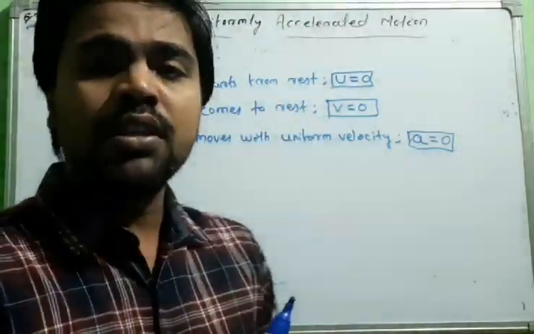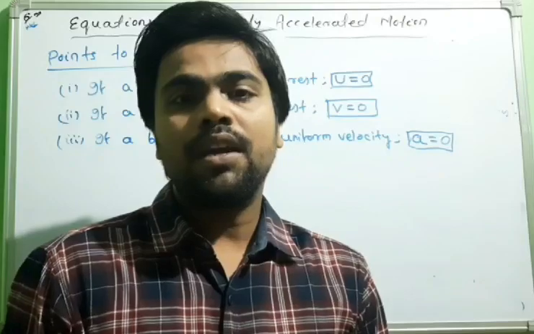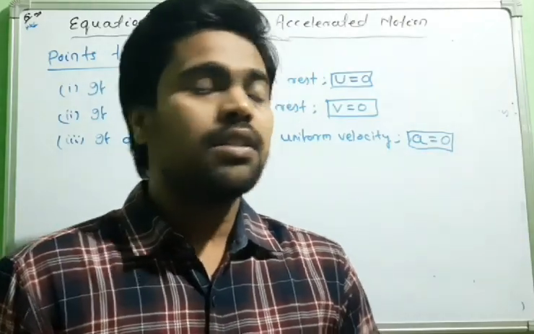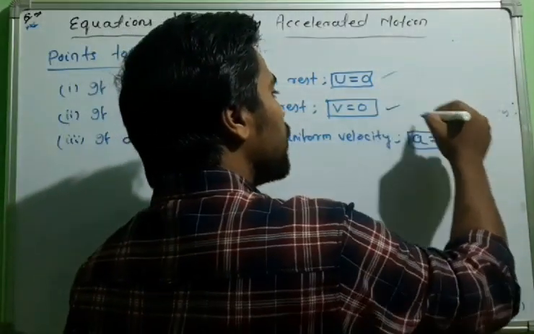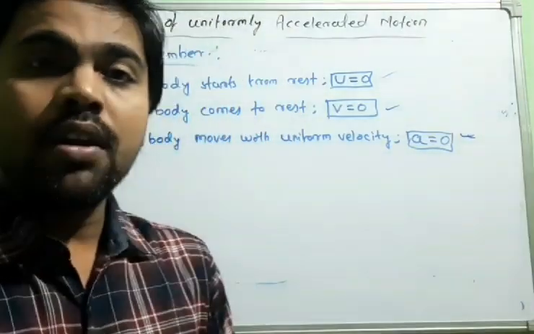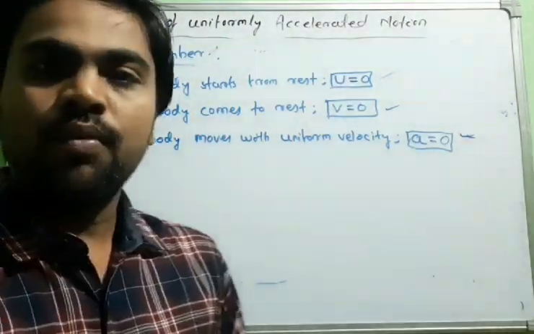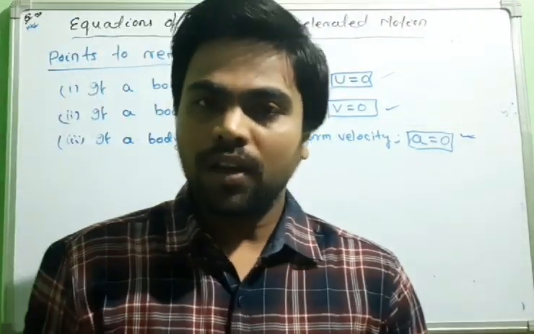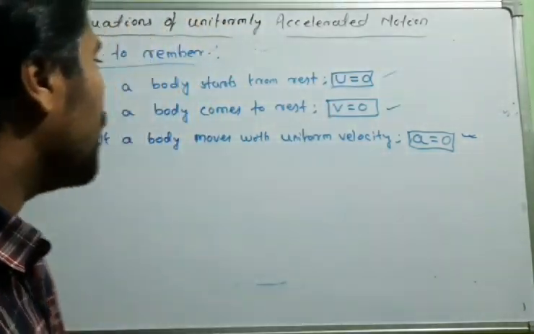At that time initial velocity is equal to final velocity, so a is equal to 0. Acceleration is 0. Those points you have to remember most, to make it easy to calculate your problems regarding laws of motion or equations of motion. Clear? Now let's proceed to one problem.